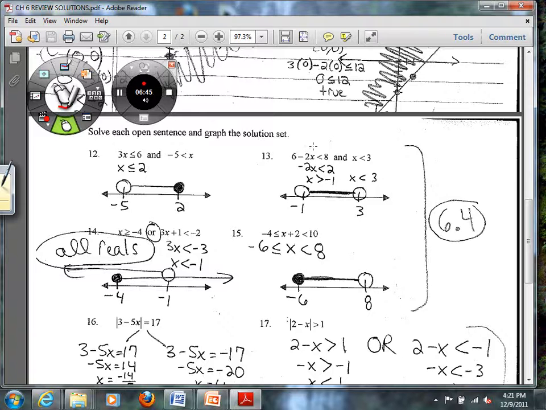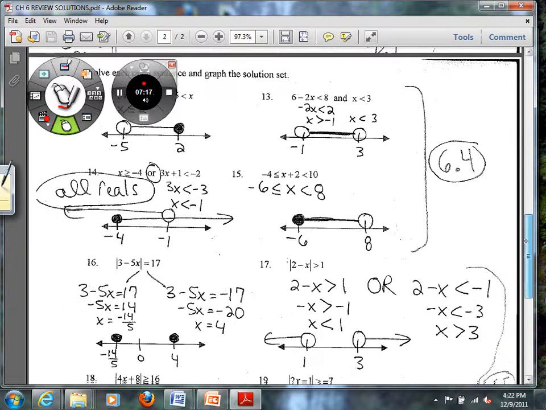Number 13, I subtracted 6, so that became a 2. And then I divided by -2 on both sides, and I had to reverse the inequality, and that became -1. And then this one was already ready to go. It's an AND in the middle. X is less than 3, open circle, going to the left. X is greater than -1, going to the right. They're overlapping in the middle.